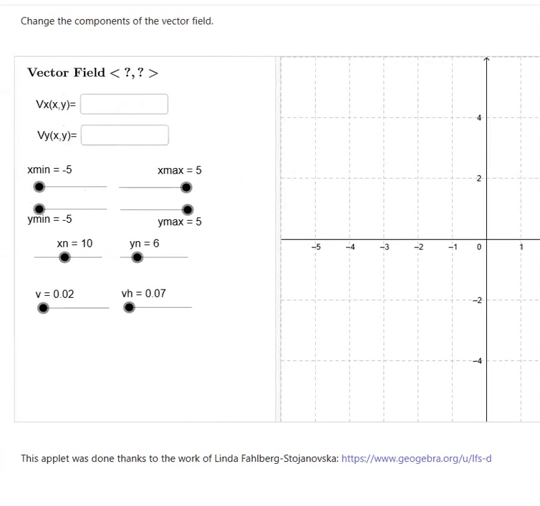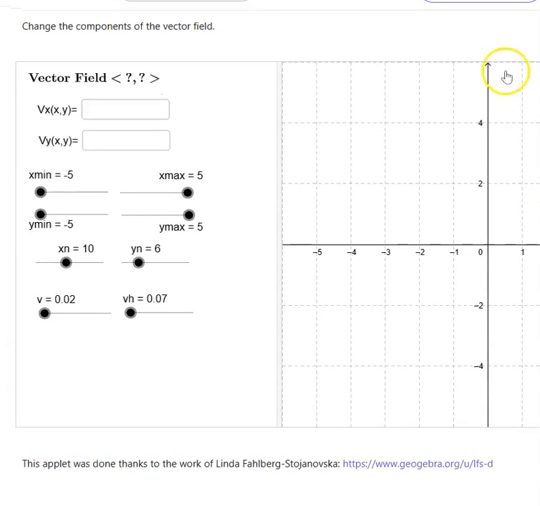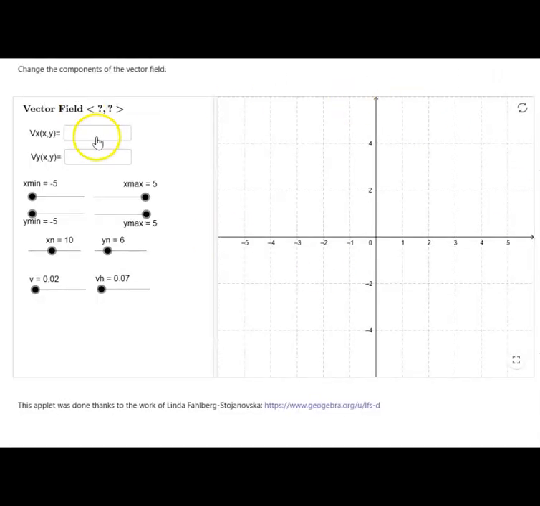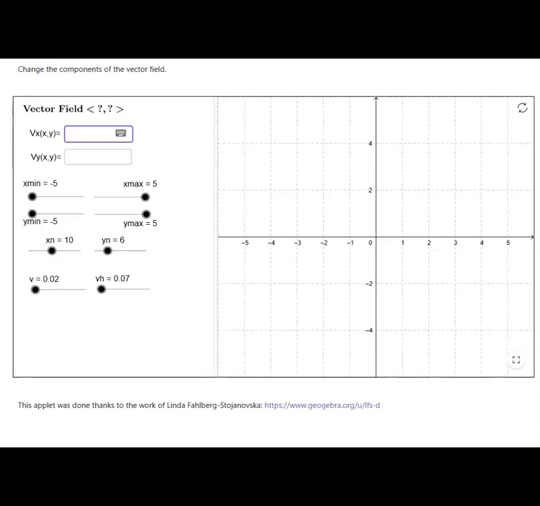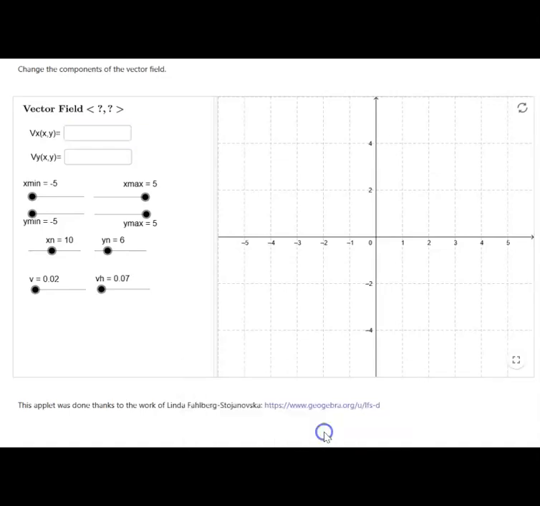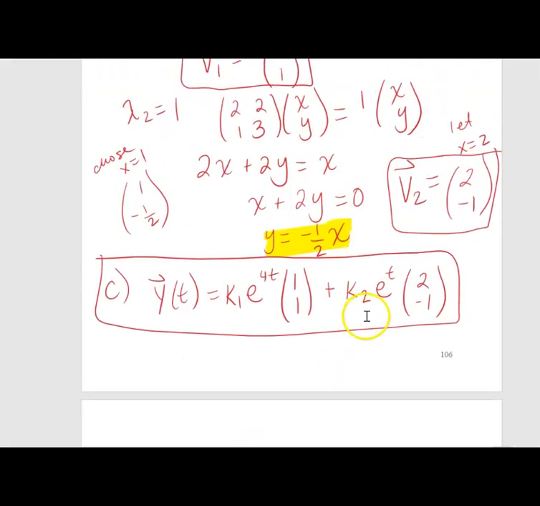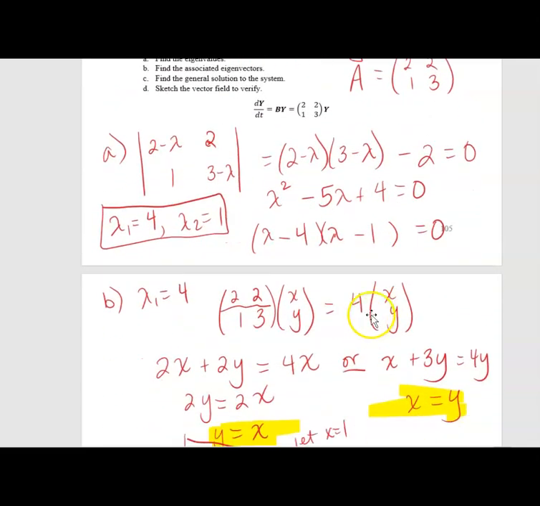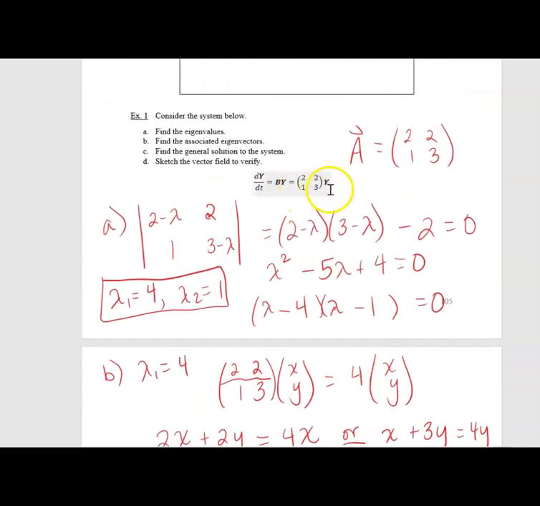But let me just kind of show you how we're going to put this in. Let me see if I can make this window a little bit bigger. Here we go. The window's a little bigger. So when you put this in, you're going to put in the dx dt and the dy dt that you started with. So you'll notice that, let me go back real quick, the original system that they gave us in matrix form, it was this 2, 2, 1, 3.